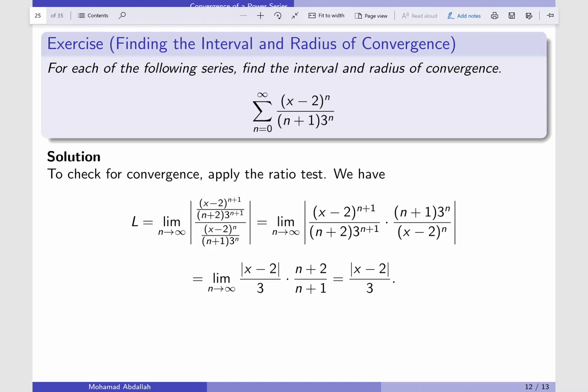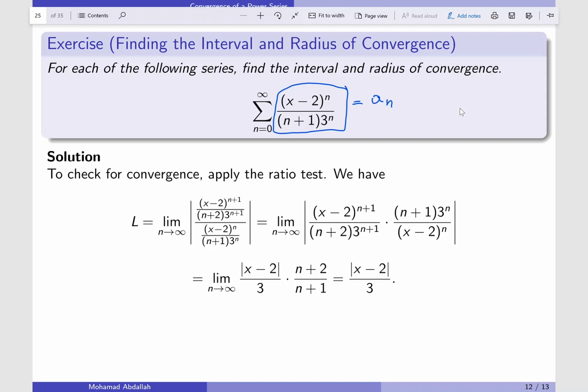Again, we use the ratio test. Okay, so this is my a sub n. I'm finding the limit L of the absolute value of a sub n plus 1 over a sub n. You can see what I'm writing right there. Then here I flip the fraction. Now I need to simplify.